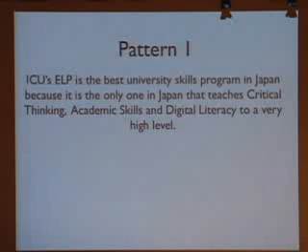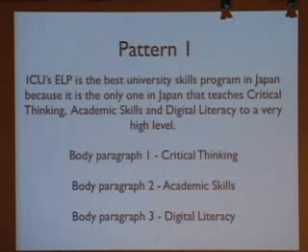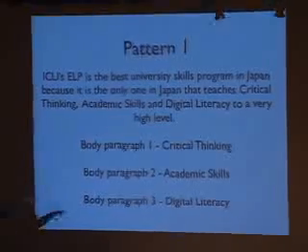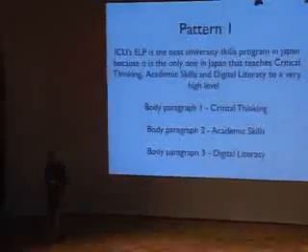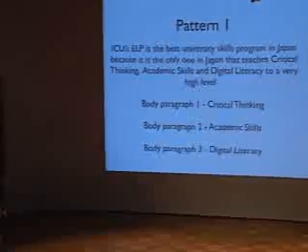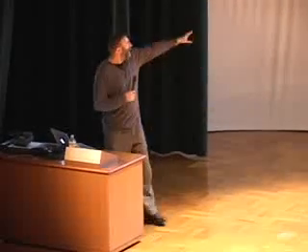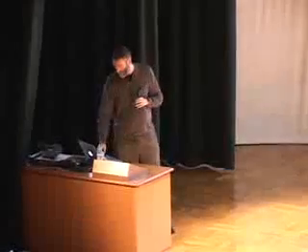So let's look at pattern 1 in more detail. What have we got here? Here's our thesis. ICU's ELP topic, Best University Skills Program in Japan claim, because critical thinking, academic skills, digital literacy. Pattern 1. Body paragraph 1 is all about critical thinking, 2 is academic skills, and 3 is digital literacy. Digital literacy is strong and critical thinking is strong because most universities don't teach these. The academic skills would be a weaker argument because every university teaches academic skills. Although not all with as charming a teacher as me. But they all teach it. So that would be pattern 1.